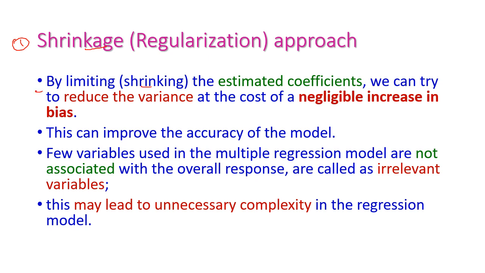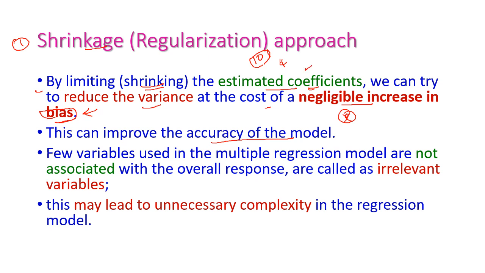Here, we limit the estimated coefficients, that is, shrinking the estimated coefficients. Okay, suppose if the coefficient is 10, we need to reduce that to 4, right? Then the variance will get reduced. That is at the cost of a negligible increase in the bias. That is, variance will get very much reduced if we shrink the coefficients, right? So this can improve the accuracy of our model. So if we want to increase the accuracy, then the number of coefficients should be very much limited.